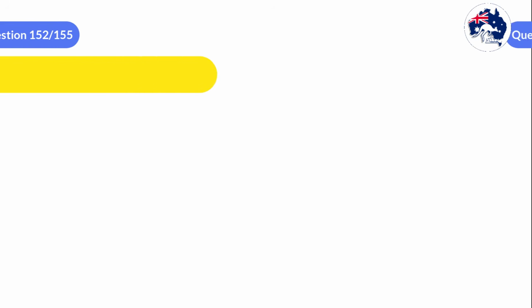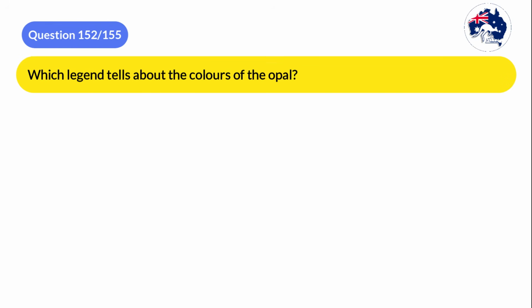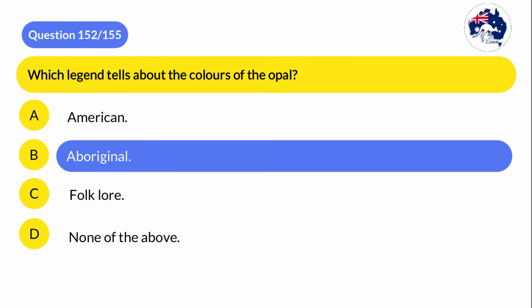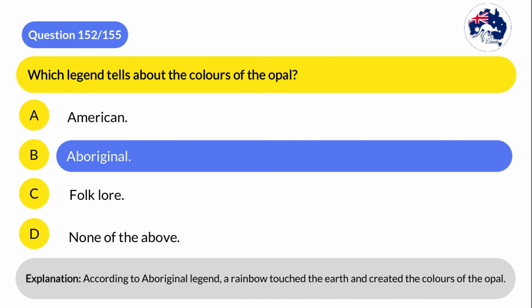Question 152. Which legend tells about the colors of the opal? A. American. B. Aboriginal. C. Folklore. D. None of the above. The correct answer is B. Aboriginal. Explanation: according to Aboriginal legend, a rainbow touched the earth and created the colors of the opal.